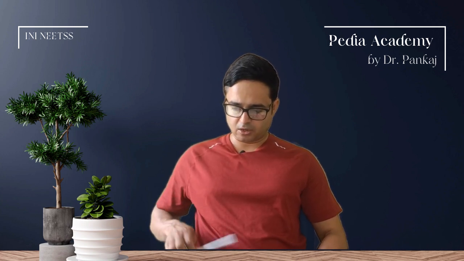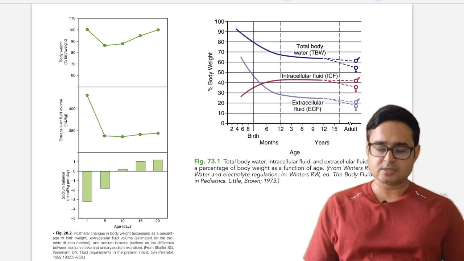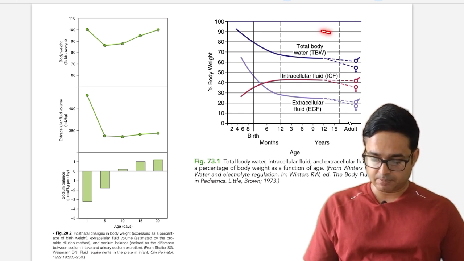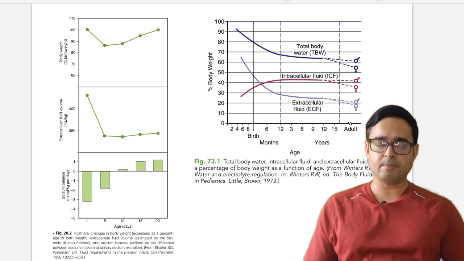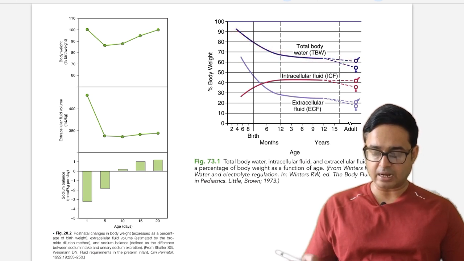And without further delay, we'll start neonatal fluid electrolyte and kidney disorders. Okay, so first thing first, total body water, intracellular fluid and extracellular fluid in a human, how it actually goes. So just remember anything, be it total body water, be it intracellular fluid, be it extracellular fluid, it is more in male than female. First thing, total body water is maximum in fetal life, then it decreases after birth, and in adulthood it also decreases.